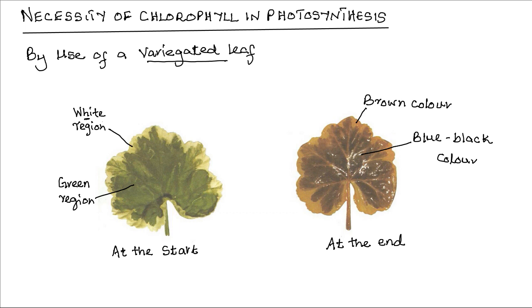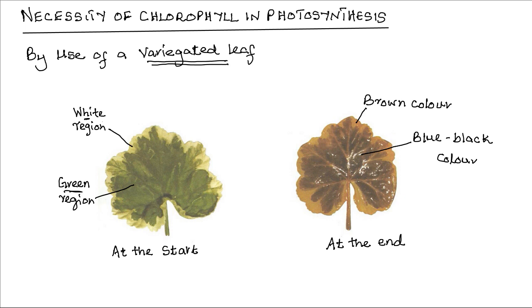Then we test the leaf for starch in the normal manner, that is, first dipping it in boiling water to stop photosynthesis and to rupture starch granules. Then we boil it in ethanol to extract the chlorophyll molecules. Then wash in warm water and spread on a tile, and then flood with iodine solution. So when we test for starch by flooding with iodine solution, this is what we see.